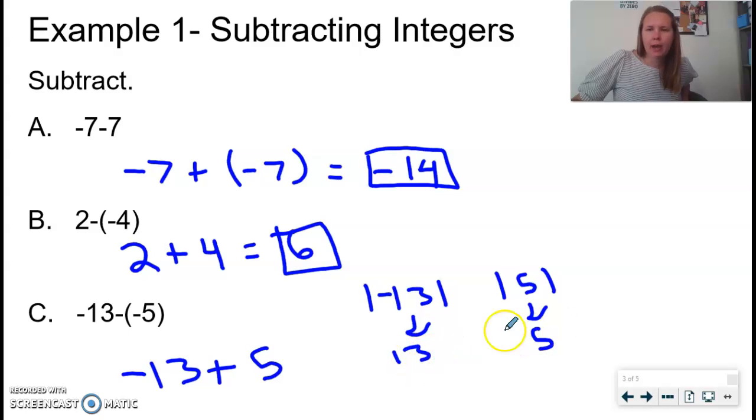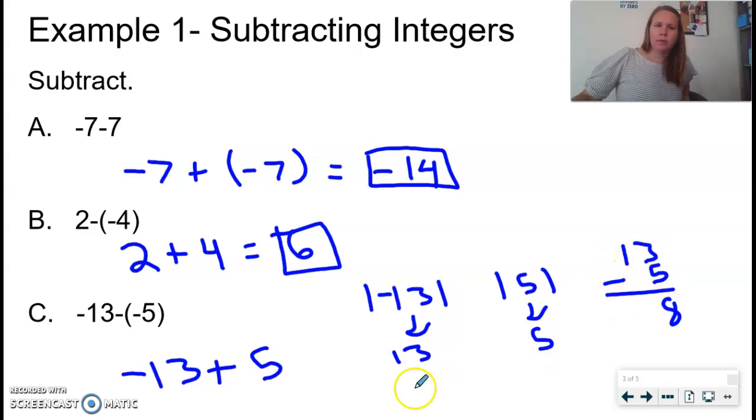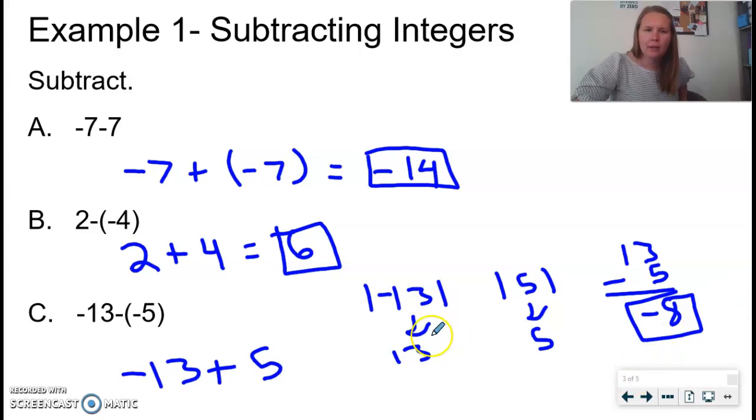I take the larger one out of the absolute values, subtract the smaller. 13 minus 5, which is 8. And then I keep the sign of whatever 13 was originally. 13 was originally negative, so you have a negative 8 as your answer. All right. Pause the video, let me know if you got questions, but I'm going to continue on.